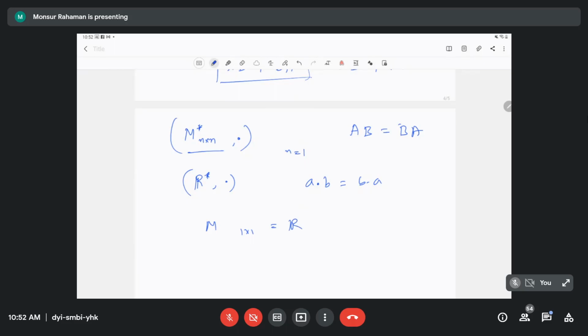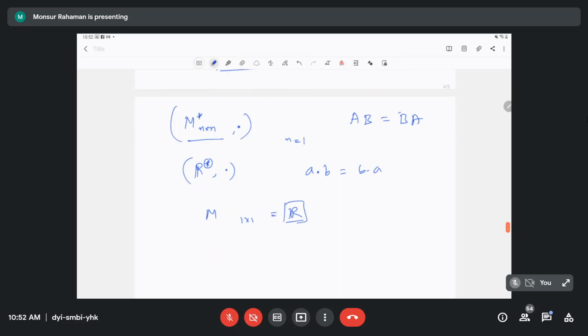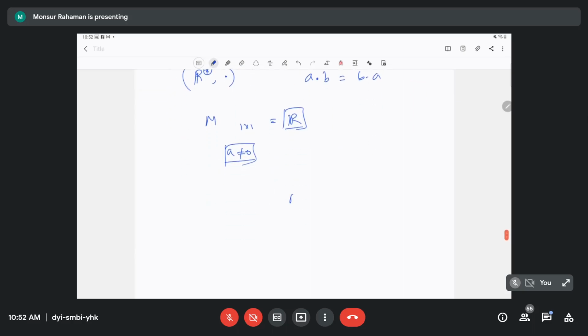So 1 by 1 means it is a real number, and M star means all non-singular matrices. All non-singular numbers means you are only eliminating 0. So this is R star dot. So I cannot claim that n cross n star dot is always non-abelian, because there is also a condition when n is equal to 1.